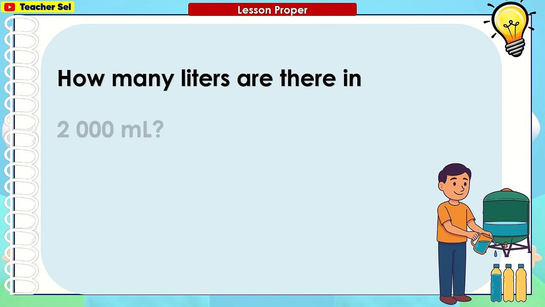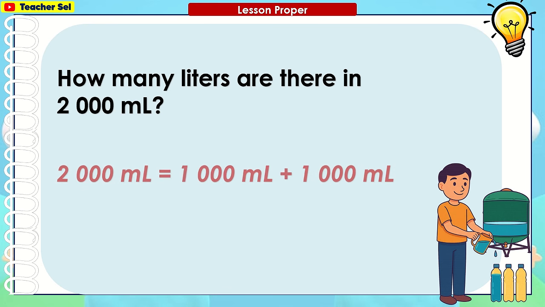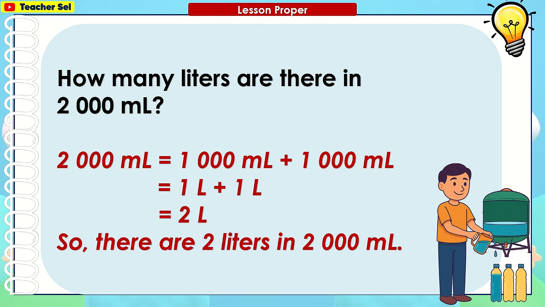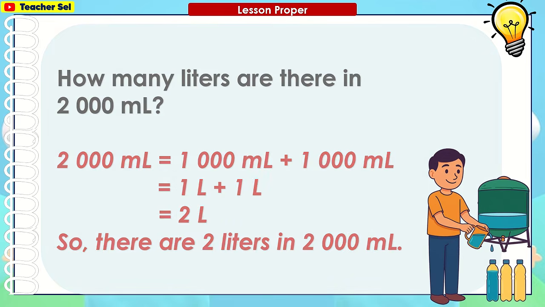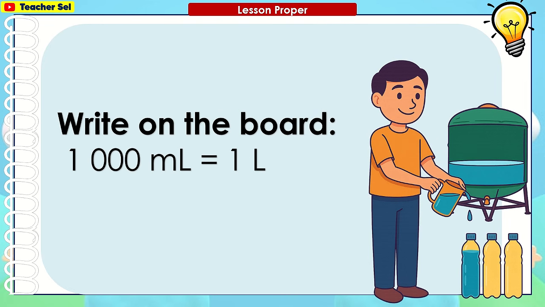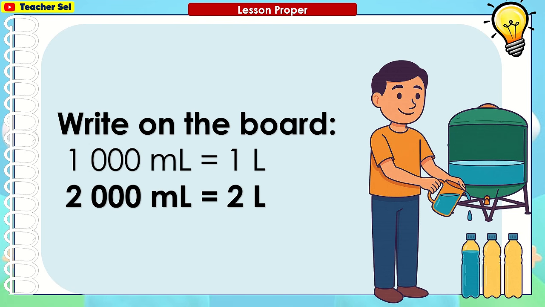How many liters are there in 2,000 ml? 2,000 ml is equal to 1,000 ml plus 1,000 ml, which is equal to 1 liter plus 1 liter, which is equal to 2 liters. So there are 2 liters in 2,000 ml. Write on the board. 1,000 ml is equal to 1 liter. 2,000 ml is equal to 2 liters.